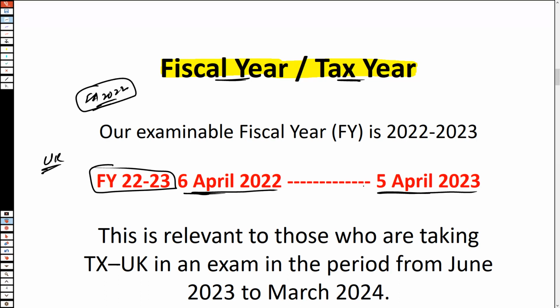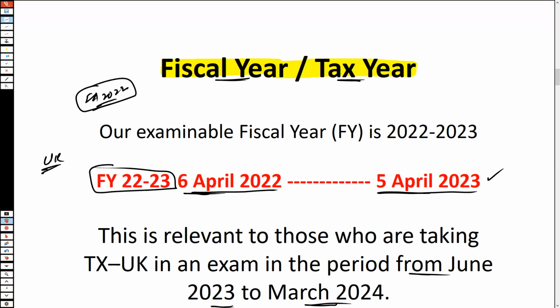It means for our practice purposes, for our question practice purposes, this fiscal year 22-23 is relevant and we shall be performing all of the calculation according to these dates. And this fiscal year is relevant to those students who are taking this paper in the exam in the period from June 23 till March 24.